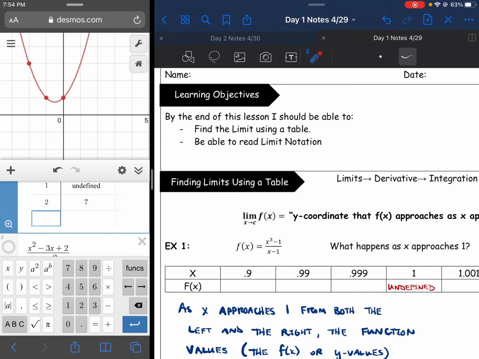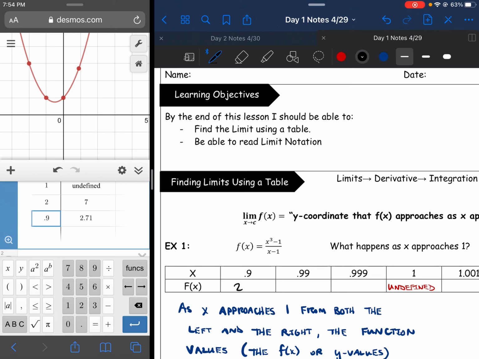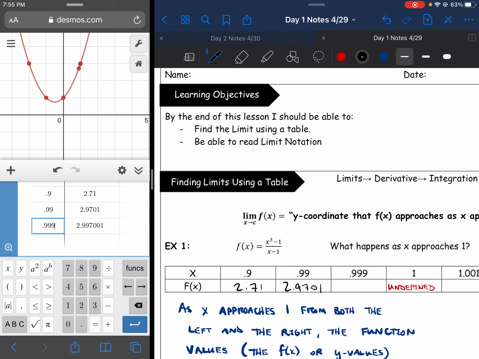Let's figure out what happens when x is 0.9. Well, when x is 0.9, the function value is 2.71. Okay, let's see what happens when x is 0.99. Well, now the function value is 2.9701. Okay, and what about when x is 0.999? So we're starting to get really, really close to 1. Well, now the y value, the function value, is 2.997001. I'll just put 2.997. Okay, so that's coming towards 1 from the left.